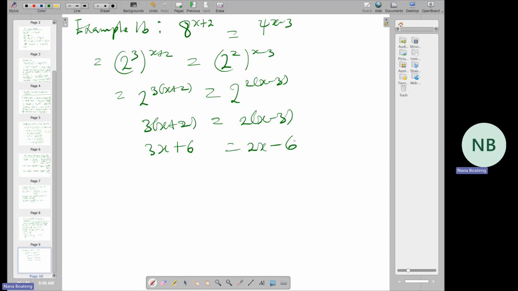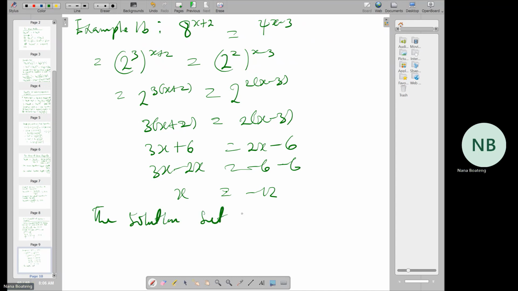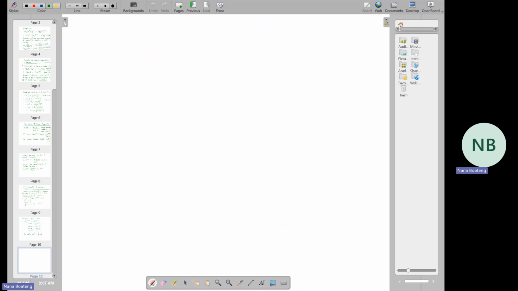And so let's group the x's on one side. So 3x minus 2x is equal to negative 6 minus 6. So 3x minus 2x is x, so x is equal to negative 12. So the solution set is negative 12. Let's look at one more example using this property. So this will be our example 1c.